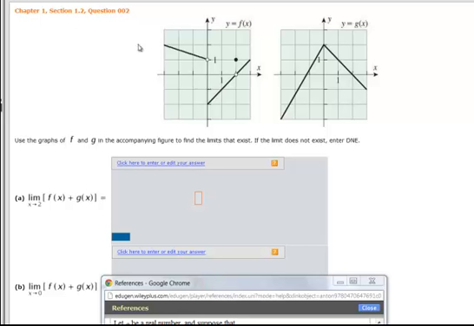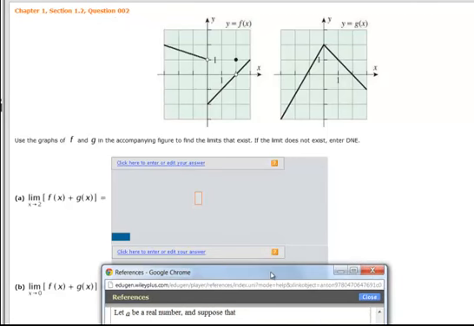In this video we're going to look at homework from Chapter 1, Section 1.2, Question 2. You're given two graphs. This is f of x and this is g of x. And you're supposed to find the answers to a series of questions regarding sums and differences.